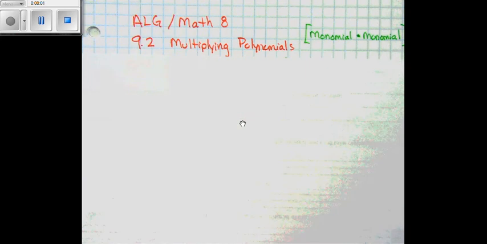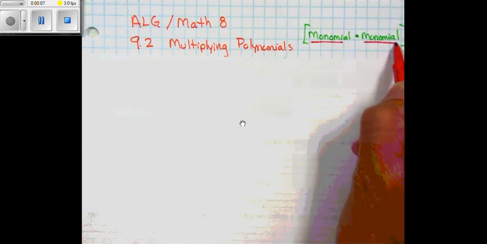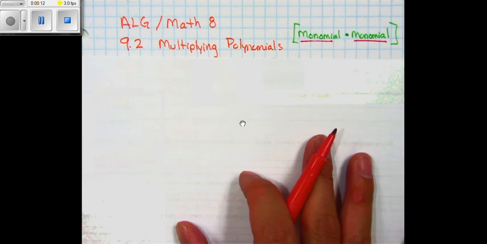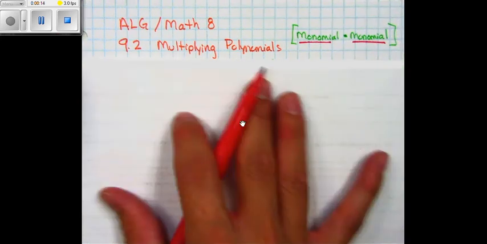Okay, this video is going to be talking about multiplying polynomials, and a specific type of polynomial, which is going to be the monomial times the monomial. If you remember from class, monomial just means a single term versus two terms or three terms. So let's take a look at an example.